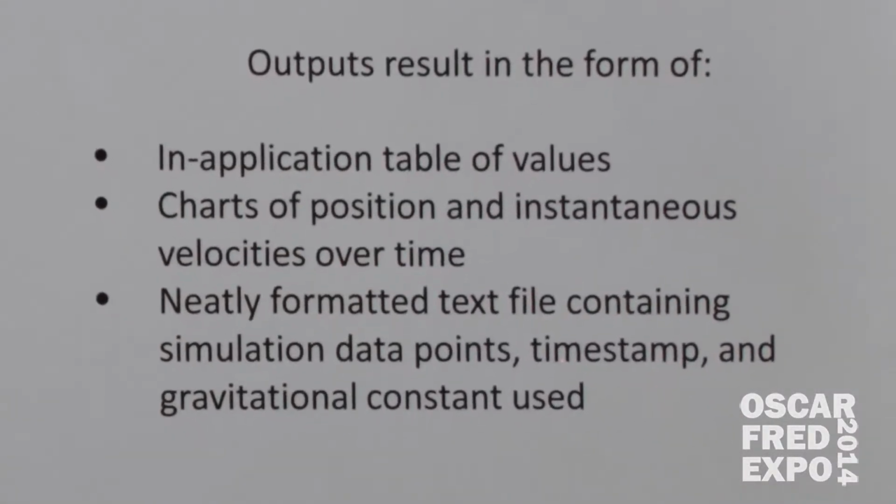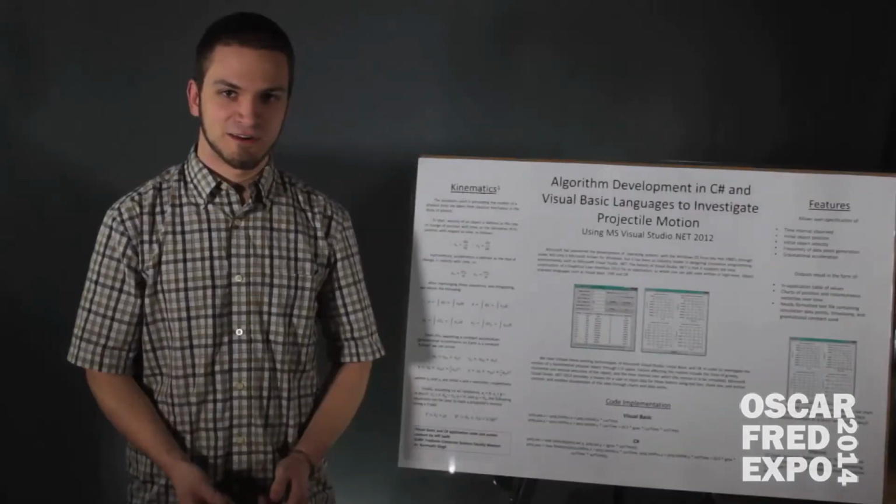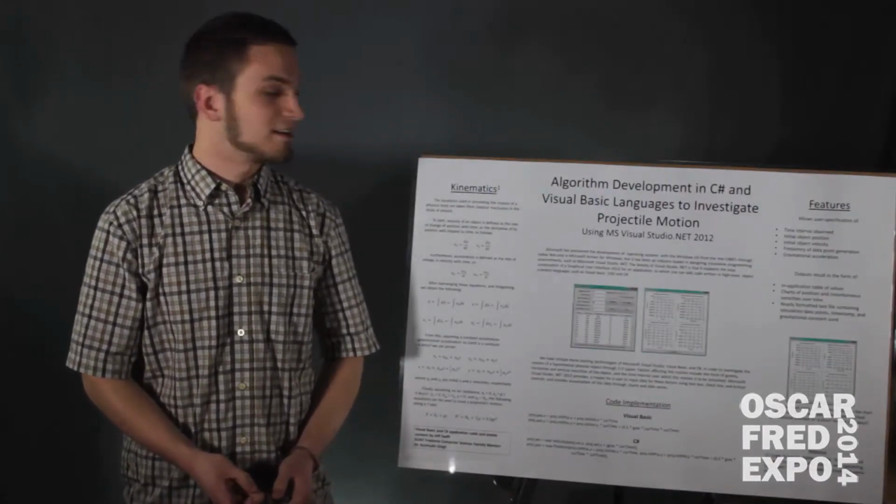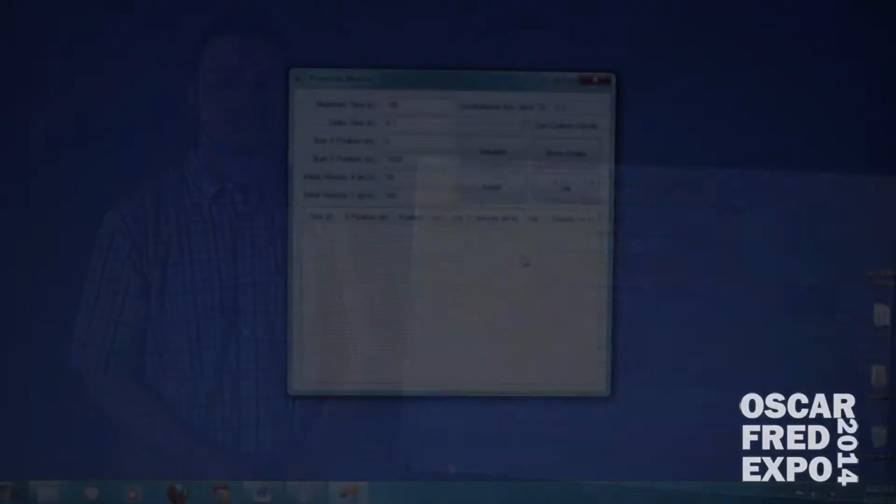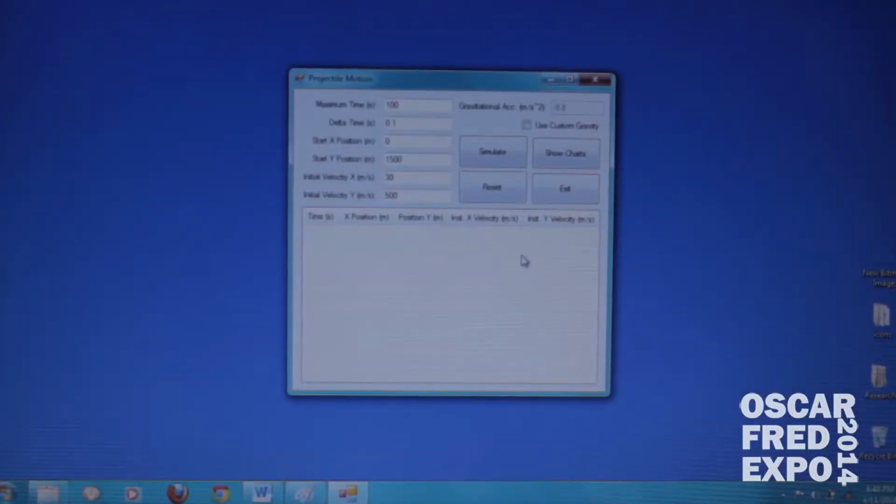So now we can see all this data generated in real time using the software that I built in Visual Studio. This is the application filled in with some sample data. We'll be looking at a time window of 100 seconds taken at tenth of a second intervals. The projectile will start at 0 along the x-axis and 1500 along the y-axis. The initial x velocity is 30 meters per second, and the initial y velocity is 500 meters per second.